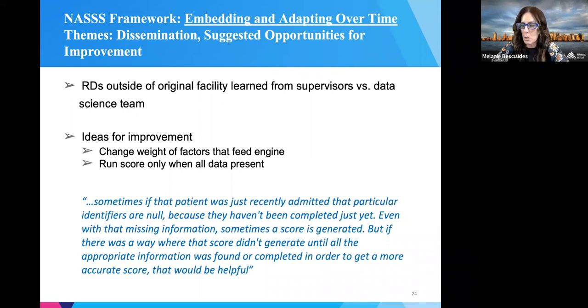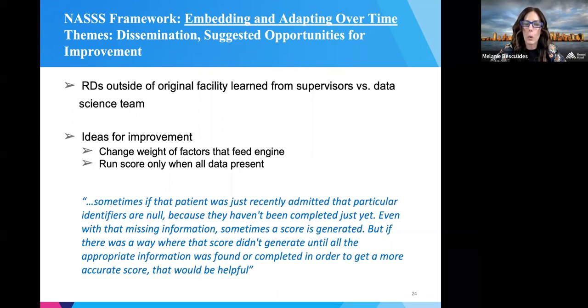So in the original hospital, everybody learned about the model, learned about MUST+ from the data science team. Okay. And then as it was rolled out in hospitals, the data science team met with key staff at the hospital, but not all of the RDs. Obviously, it's more efficient not to do that. But the problem is that they may be explaining it differently.